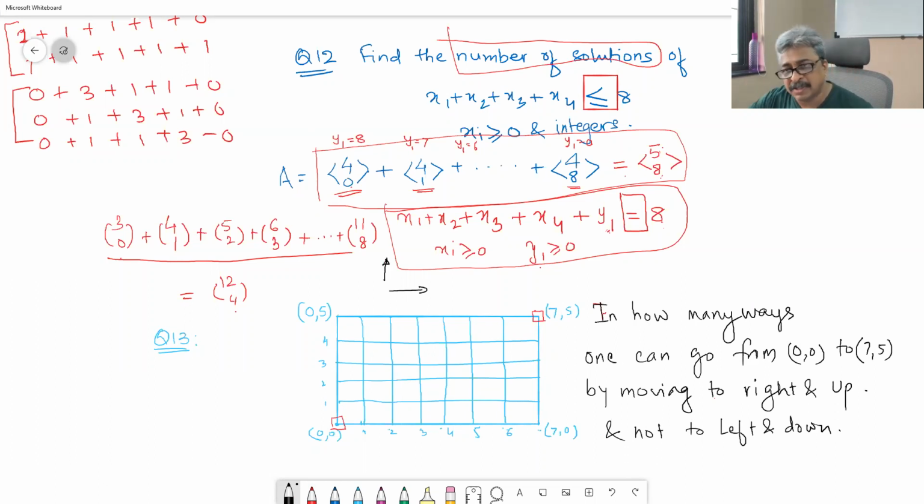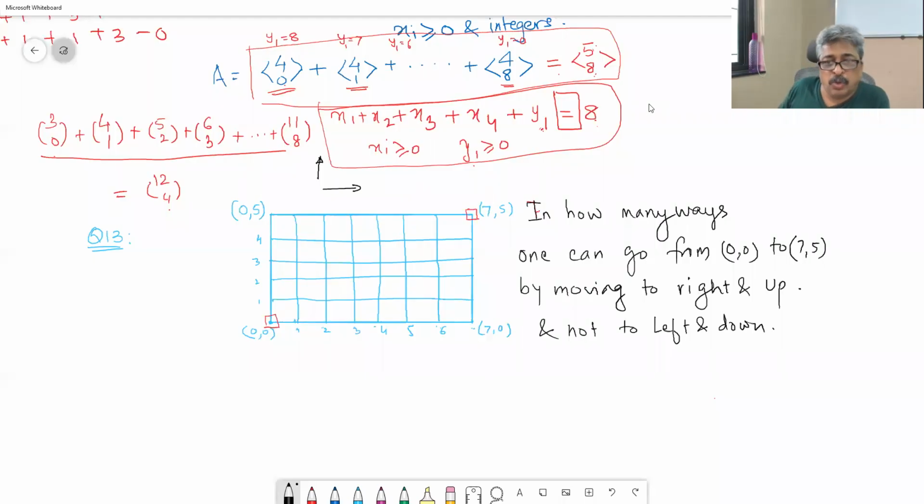Otherwise, there are infinitely many ways of going there. You keep rotating around a square throughout your life, and then you reach 7, 5 at the end of your life. That could be infinitely many ways of doing it. But the condition is you can go to the right, you can go up, I mean the upward direction, and reach 7, 5. In how many ways can you do it? Okay, so you can go to the right, that is a horizontal step, up, that is a vertical step. So if I take 7 horizontal steps, if I follow this route, which route?